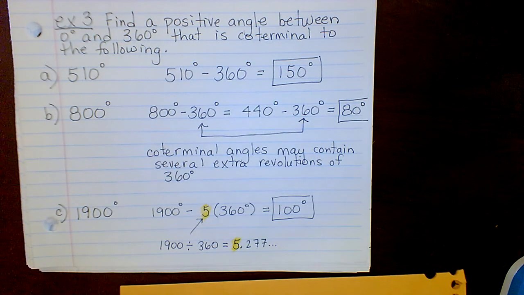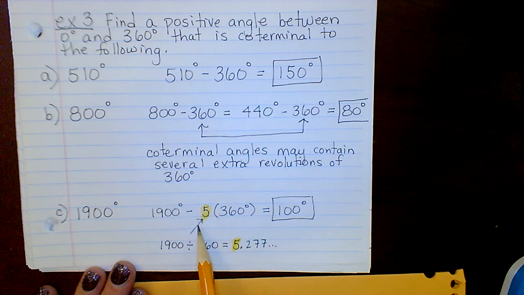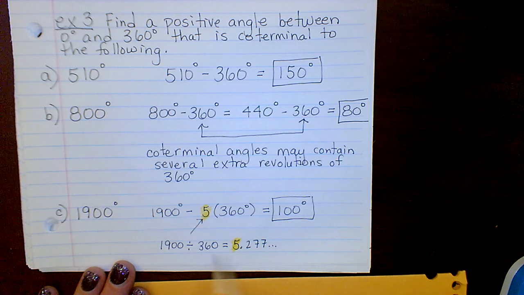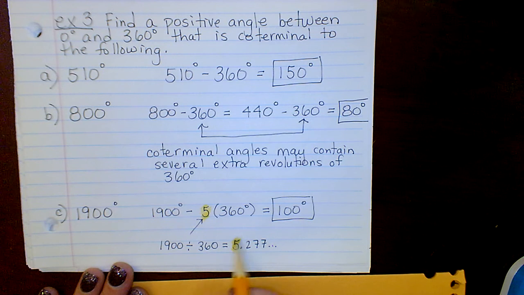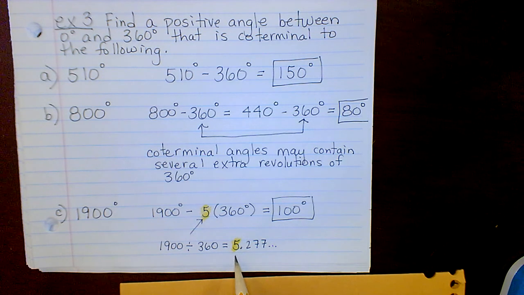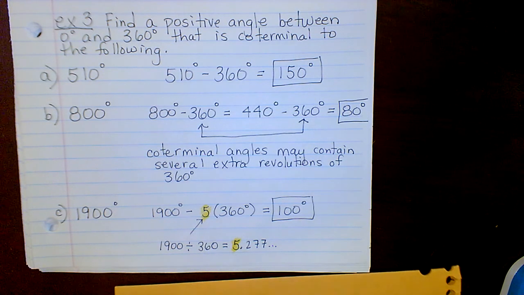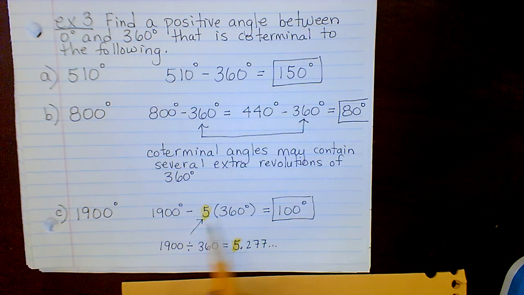Now, what I did to shortcut this, if you don't want to just keep subtracting 360, you can take this 1900 and divide it by 360. When I did that, I get this decimal. That whole number part of the quotient, that 5, tells you how many extra revolutions there are in there. So then I took out those 5 groups of 360 by just multiplying them, because that's the same thing as subtracting 360 five times. So that's just a little shortcut if you want to use it.